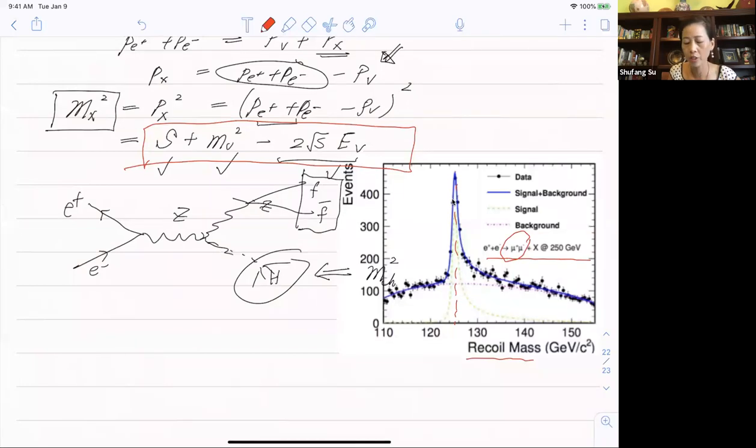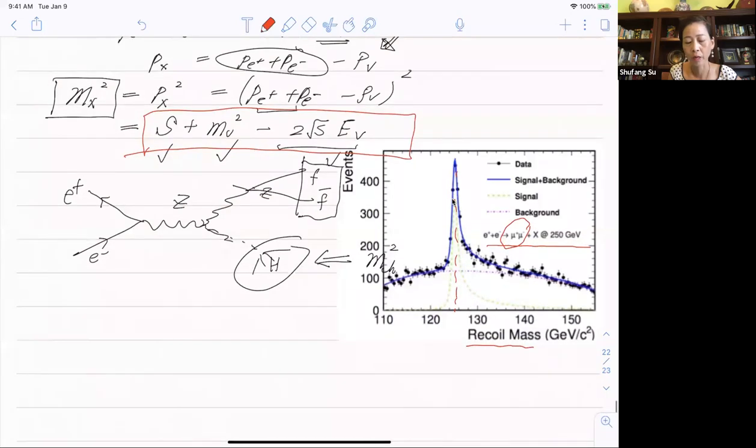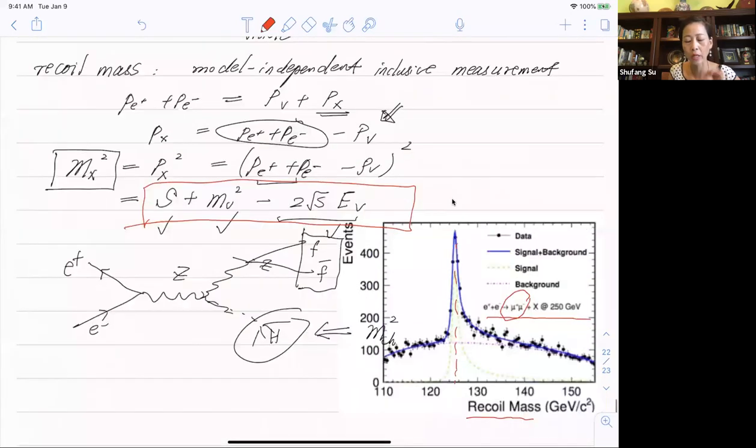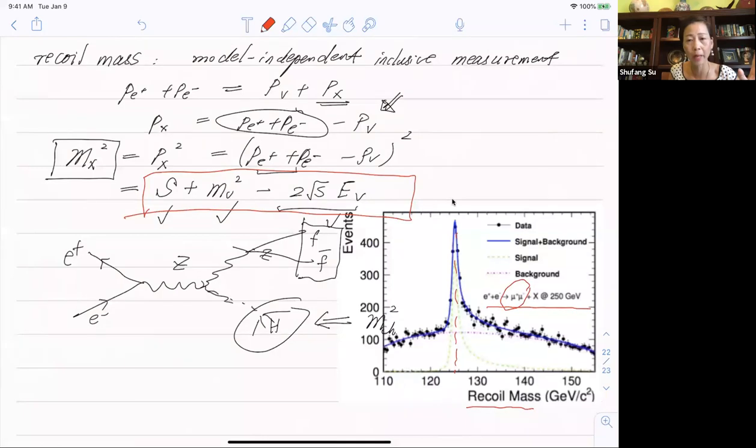Okay, so this is probably the simplest and most important kinematic quantity at lepton colliders that we can use to detect any new particles. It's the so-called recoil mass, and it pretty much does not depend on your model. For example, of course it depends on the model that the Higgs is being produced, but it does not depend on whether the Higgs decays into any final states. So even if the Higgs decays invisibly, I can still get the Higgs mass through this recoil mass.